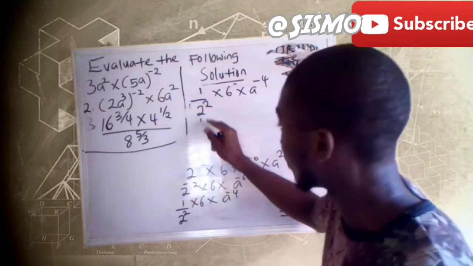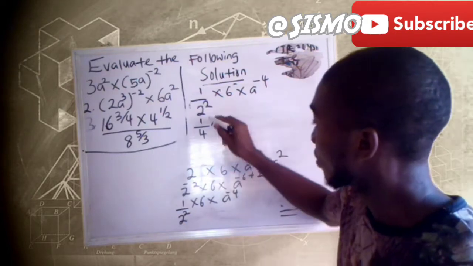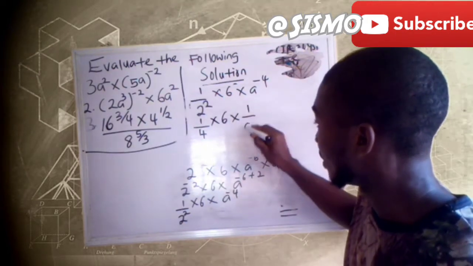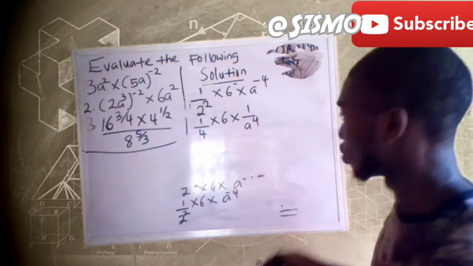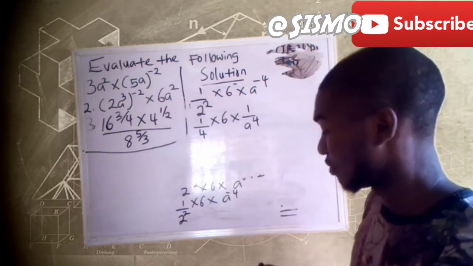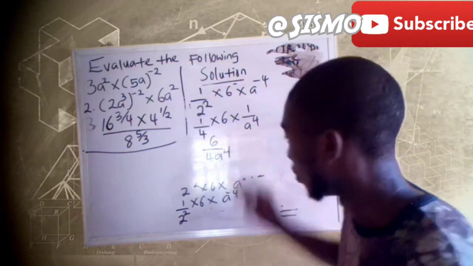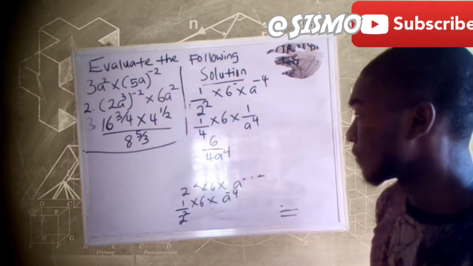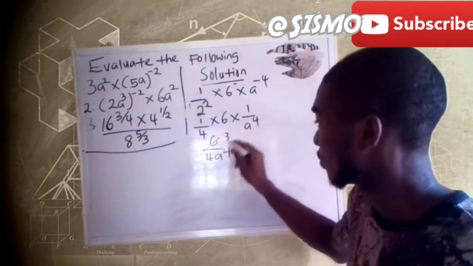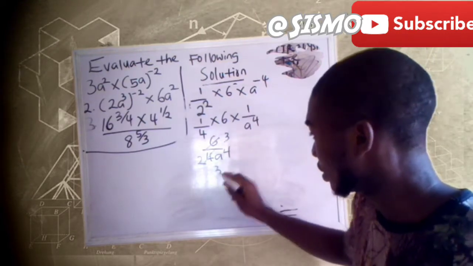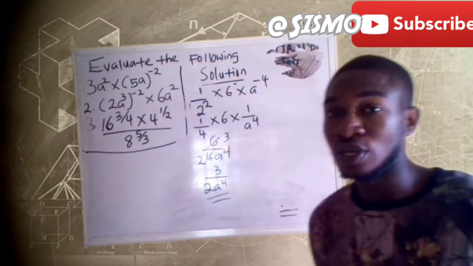So when we do that, we now have 1 over 2 raised to the power 2, which is 2 times 2. So this will give us 4 multiplied by 6 times 1 over a to the power of 4. Now we can multiply. So when we multiply through, we have 6 all over 4a to the power of 4. We can choose to leave our answer this way, or we can reduce to the lowest term. 2 can go here to give us 3, 2 can go here to give us 2. So this will be 3 over 2a^4, or we stop at this point, 3 over 2a raised to the power 4.